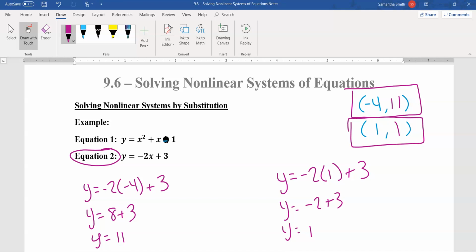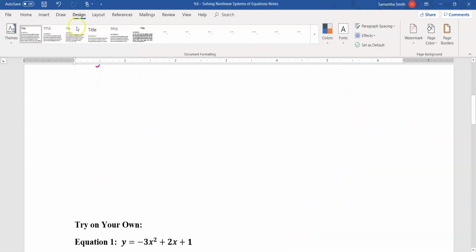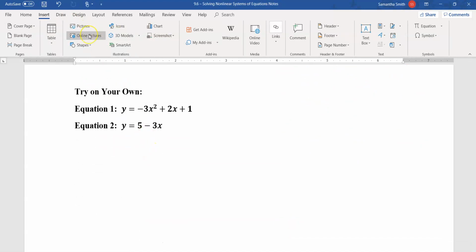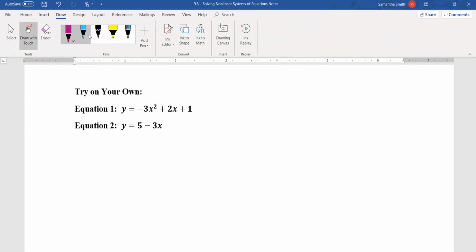Okay, so that's what you're doing when you are solving nonlinear systems by substitution. In the next one you're going to do it on your own, and then we're going to do elimination. This is what you're looking for, that's your answer. So I want you to go ahead and try this next one on your own using substitution, which is what we just did. Go ahead and pause and try now.